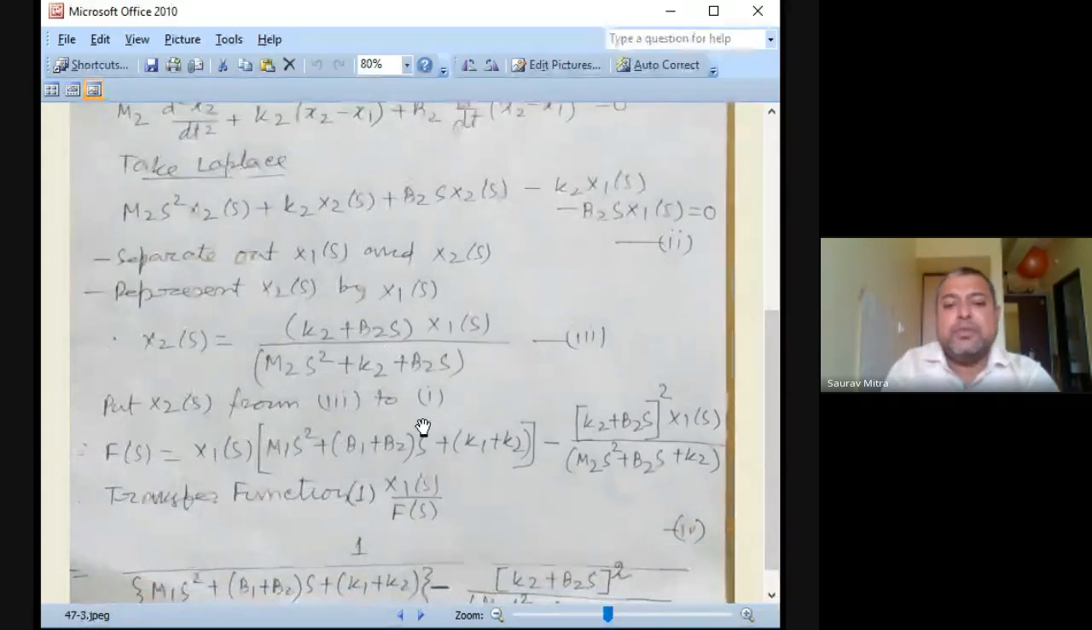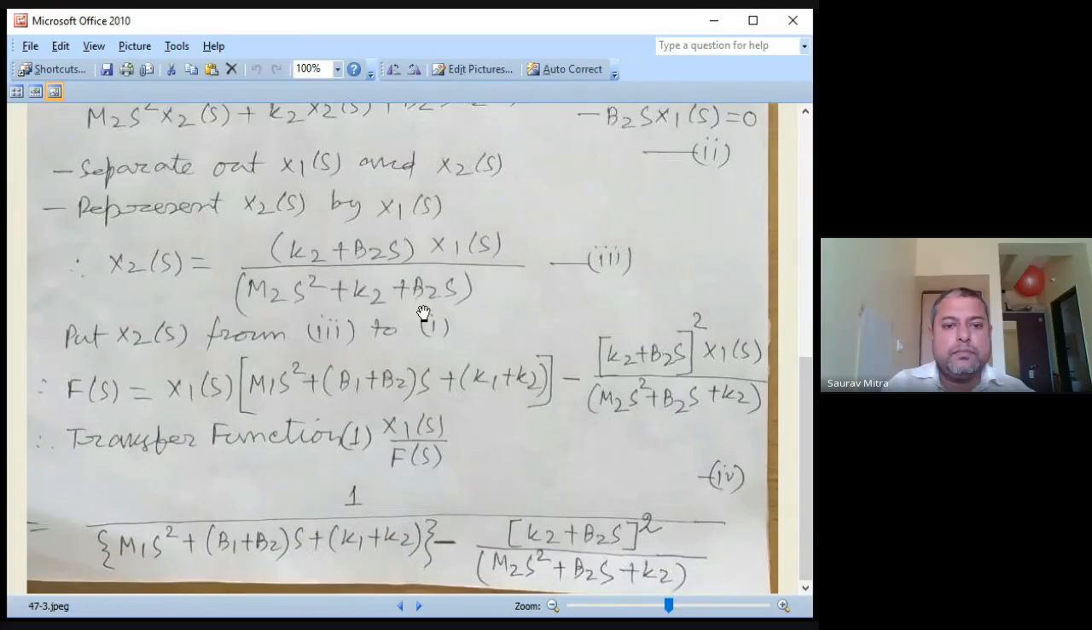Somebody may want to represent x1 in terms of x2. In that case you can write X1(s) equal to this one, that is m2 s square plus k2 plus b2 s divided by k2 plus b2 s. So x1 can be represented in terms of x2, or x2 can be represented in terms of x1. So in this equation number 3, we can represent x1 in terms of x2 or x2 in terms of x1. That depends on what transfer function is asked.